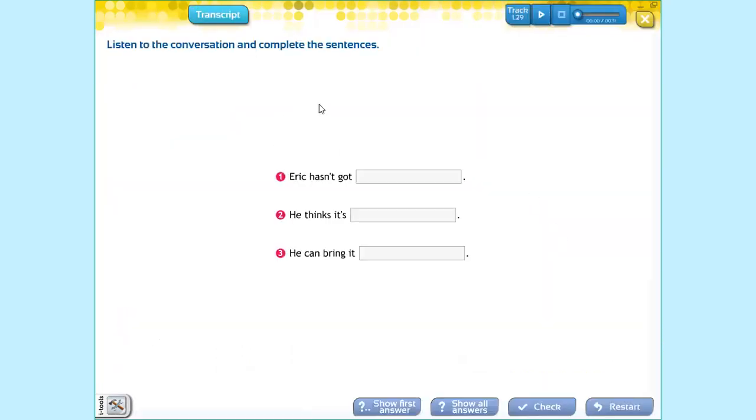It says, listen to the conversation and complete the sentences. Sit down, please. Thank you. Okay, let's take a look at yesterday's homework. Excuse me, miss. Yes, Eric? I'm sorry, but I haven't got my homework. Really? I think it's in my room at home. Okay. Can you bring it tomorrow? Yes, miss.